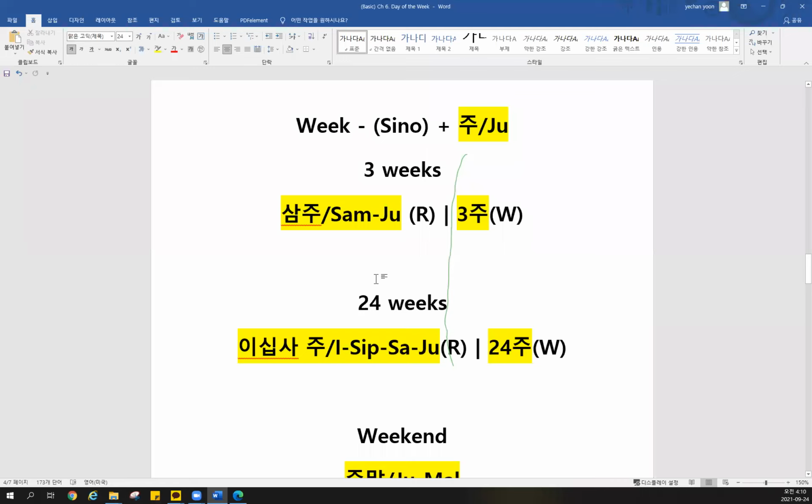Okay. All right. So 24 weeks, how can you say it? 24 in the Sino version is 24. All right. And then week is 주. So 24주. And writing is simple, just the number.